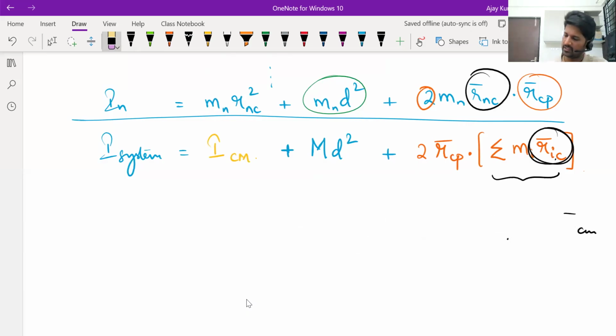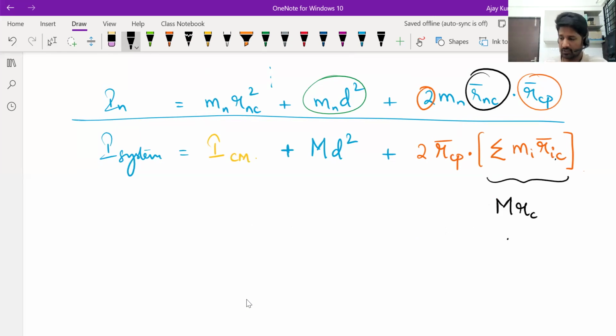Now this sigma mi ri, what does it actually become? It becomes total mass of the system into position of center of mass. But you took sigma mi ri with respect to c. So you will get mass into position of center of mass with respect to center of mass. And position of center of mass with respect to center of mass is 0. Therefore, that last term becomes 0. And we now have the result.